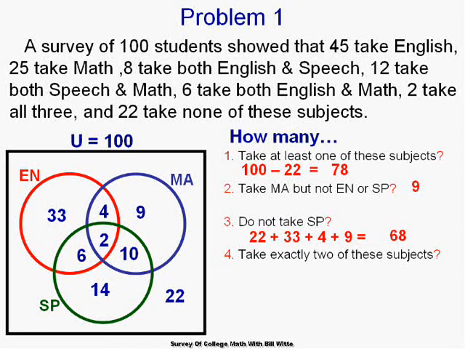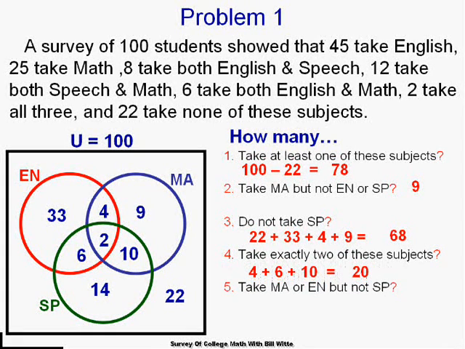How many take exactly 2 of the subjects? Exactly 2. Not 1, not 3, not none. Exactly 2. These are the people that take exactly 2. There's 4 that take exactly math and English but not speech. There's 6 that take English and speech but not math. And there's 10 that take math and speech, but not English. And of course I have to forget the 2 because they take all 3. So I'll add those 3 up, and I can answer the question. I think I had a couple more. How many take math or English, but not speech?